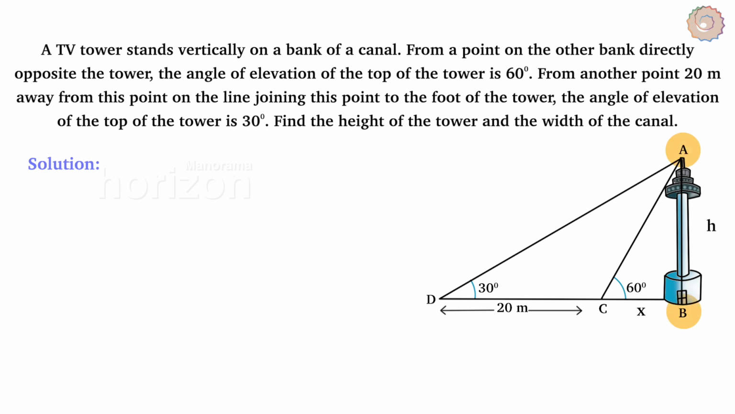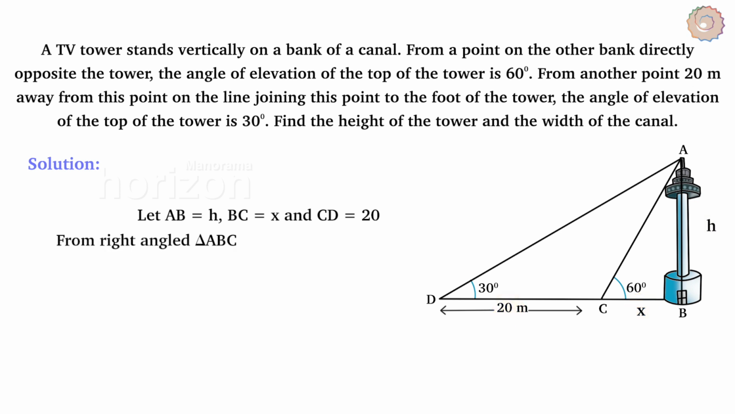In the figure, let AB be the tower and C is the point on the other side of the canal directly opposite to the tower. And let D be the new position after changing the elevation. Let AB is equal to h, BC is equal to x and CD is equal to 20. From right angle triangle ABC, we get tan 60 as AB by BC, which is equal to h by x. We know that tan 60 is equal to root 3. That is, root 3 is equal to h by x. Solving for x, we get x is equal to h by root 3. Let's consider this as 1.